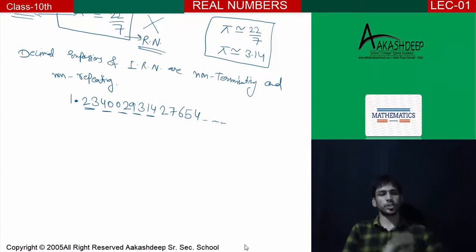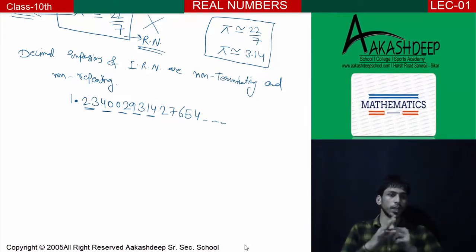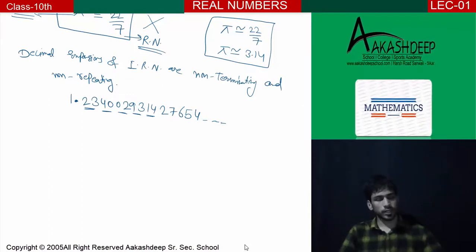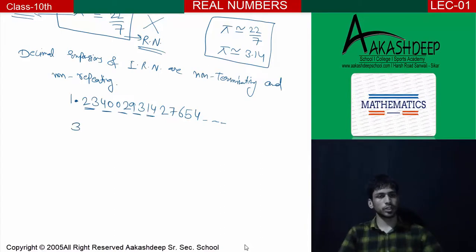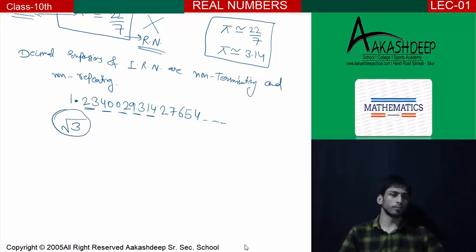To give more examples of irrational numbers, we'll take any non-perfect square number and take the square root. Let's say we take a prime number, like let's say I have 3, and if I take the square root, this is one of the examples of an irrational number.